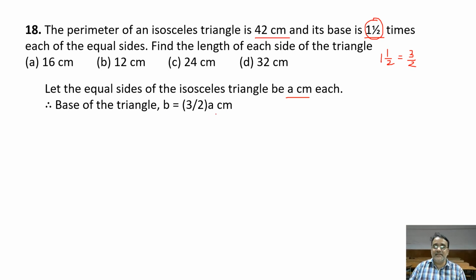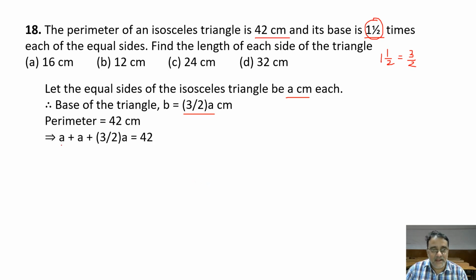Now what is the perimeter? Sum of all the sides, A plus 3/2A is equals to 42, right? And इसका एक बार कैलकुलेशन में यहाँ पे समझा दे रहा हूँ. This is 2A plus 3/2A. Okay, if you take LCM, you will get 4A plus 3A, that is 7A. Okay, 7A by 2, and this is equals to 42 is given 42.